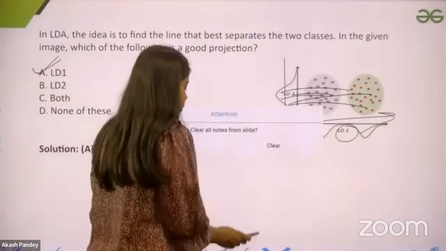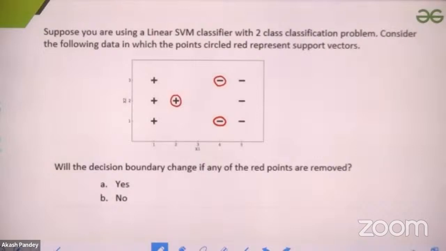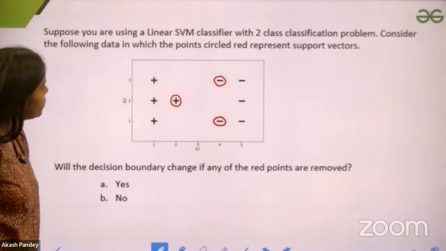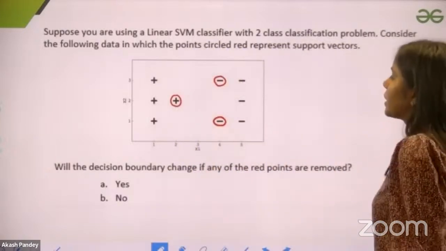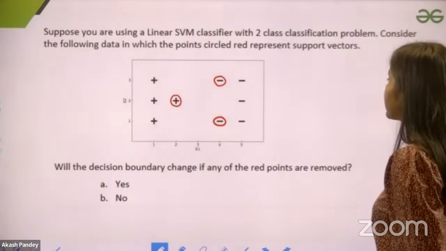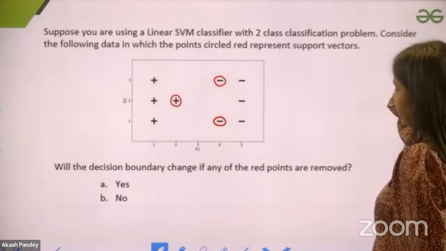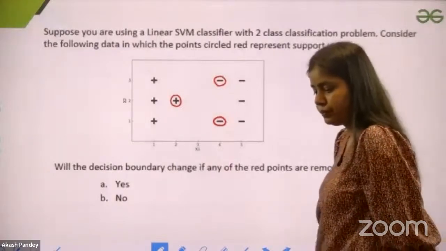So this is also option A is true. So guys, this is a question based on support vector machine. Suppose you are using a linear SVM classifier with a two-class classification problem. Consider the following data in which points circled red represent support vectors. Will the decision boundary change if any of the red points are removed? Yes or no?